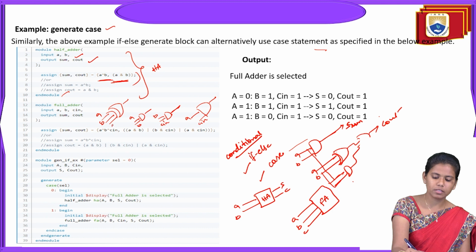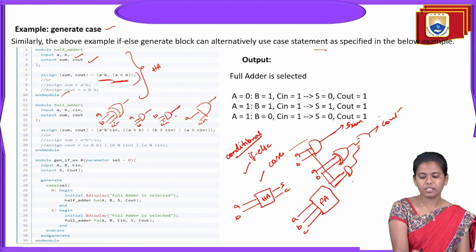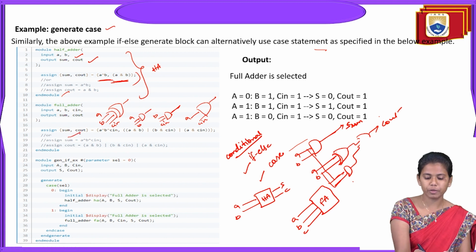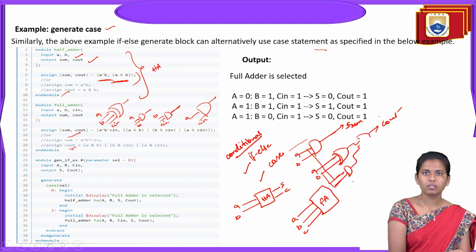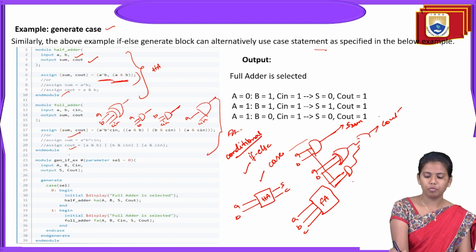And here A, B, C in as OR gate. Okay. Then after assigning separately, that is with respect to the sum and with respect to the Cout. Then end module. So till this we have completed with the full adder.